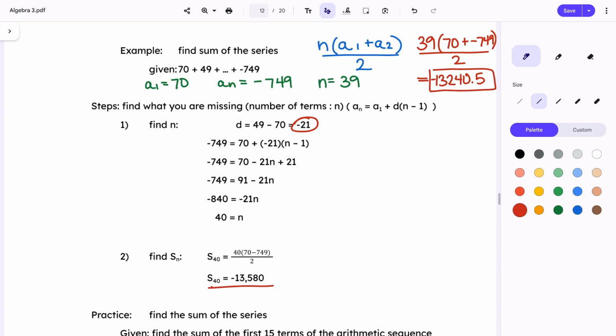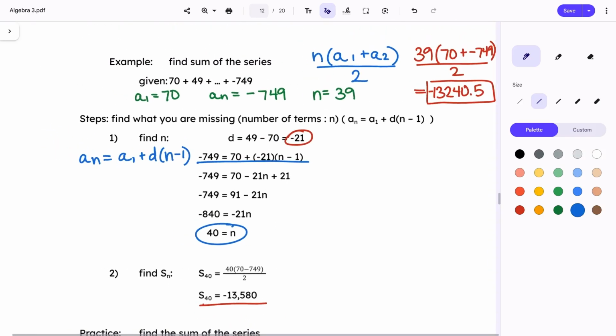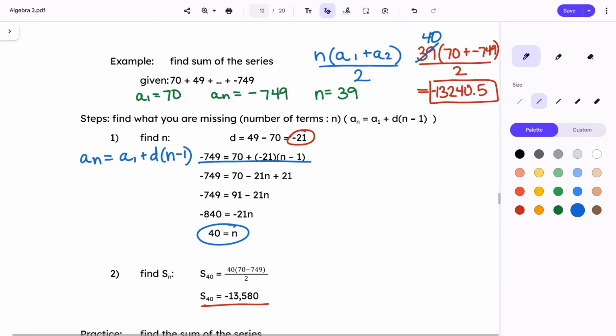Now, they did use a formula here, but not the same one that we were using. They were using the arithmetic sequence formula instead. They used that negative 749, that a sub n, in a1 plus d times (n minus 1). That's what they used to help us figure out how many terms there were. And they actually got 40. So I think I just didn't count right. This should have been a 40 here instead of a 39, and that will reflect in my answer down here.